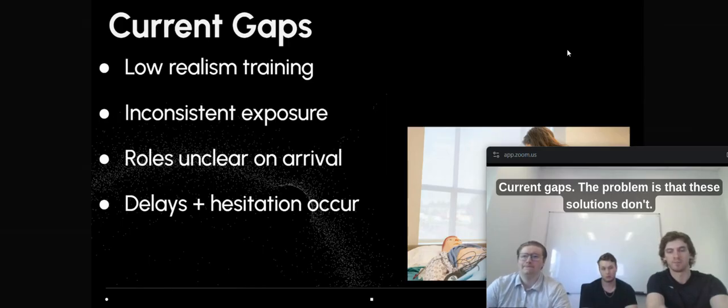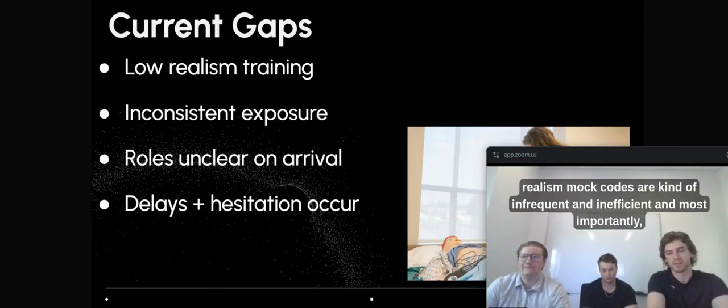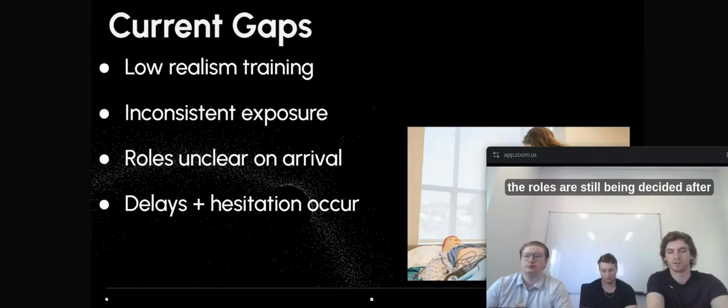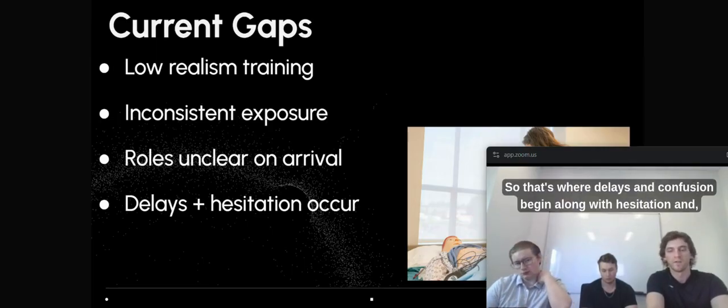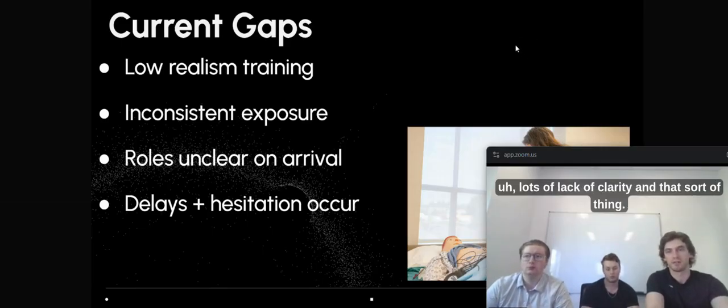Current gaps: the problem is that these solutions don't translate into real-time performance. Online training, we all know, lacks realism. Mock codes are kind of infrequent and inefficient. Most importantly, the roles are still being decided after the team arrives and even after the action has started. So that's where delays and confusion begin, along with hesitation and a lack of clarity.